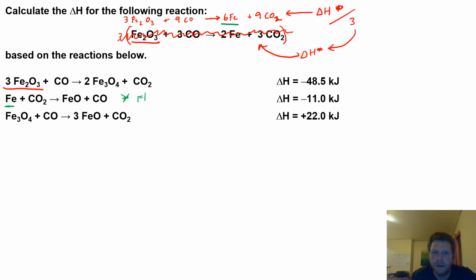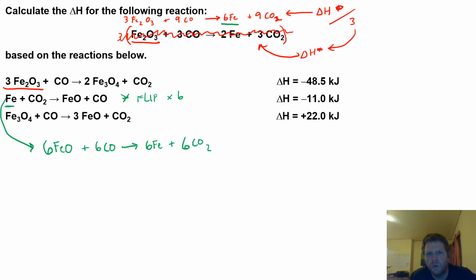So I'm going to write flip, times 6. So I'm going to rewrite this down here. So 6FeO. A reactant becomes a product, or a product becomes a reactant. Plus 6CO yields 6Fe plus 6CO2. My delta H is going to be a positive number, and it's positive 66.